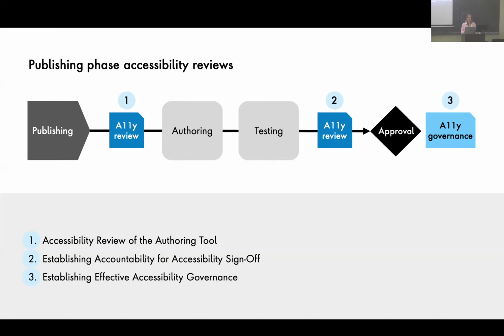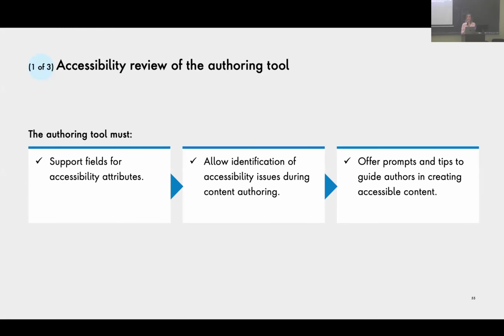The second section is establishing accountability for accessibility sign-off. Some really important processes to get in place here. And then finally, establishing effective accessibility governance. All right, so let's just jump into this authoring tool section.